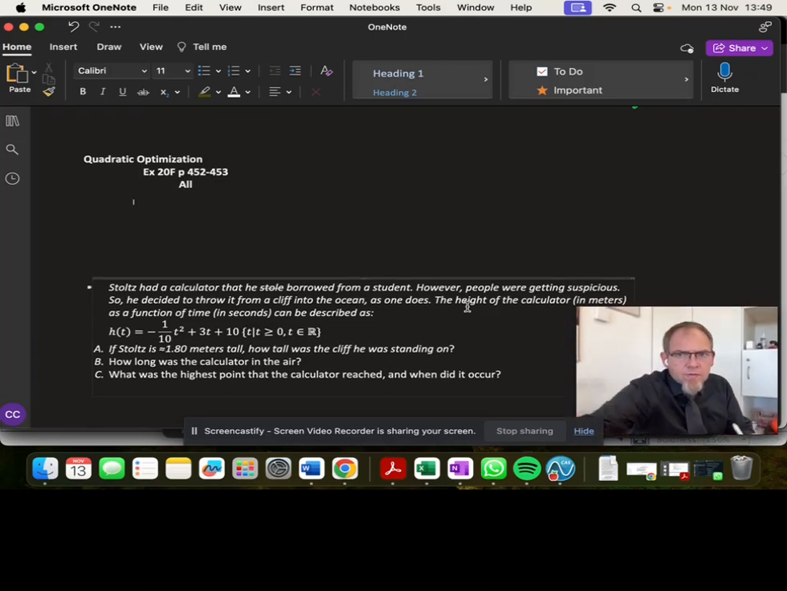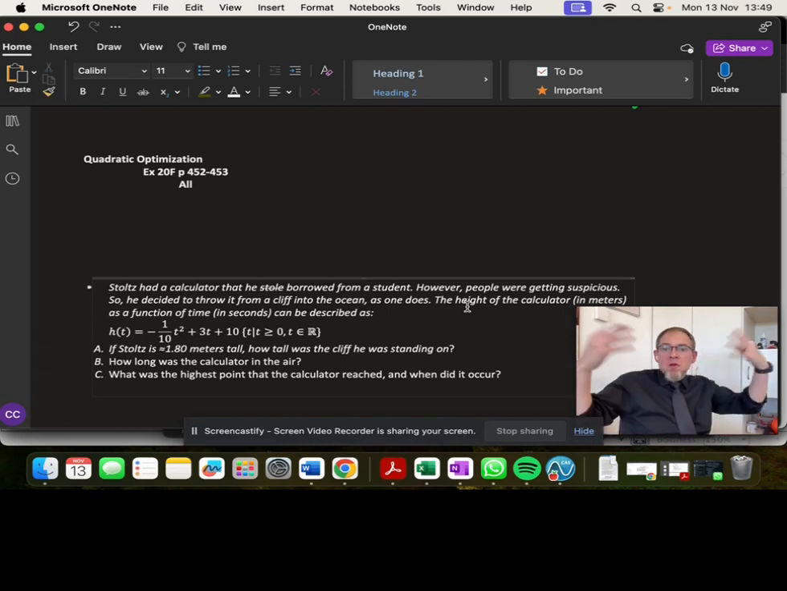Okay, ladies and gents, we are on to the final concept of this particular unit, and that's the idea of quadratic optimization. We can solve quadratics, we can factor quadratics, we can complete the square, we can use the quadratic formula. We know how to find the vertex, we know how to find the axis of symmetry, we know what a function is, we can do all of that. Now it comes to how can we apply this knowledge? What can we actually do with it?